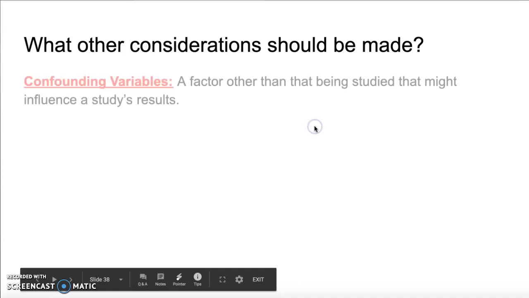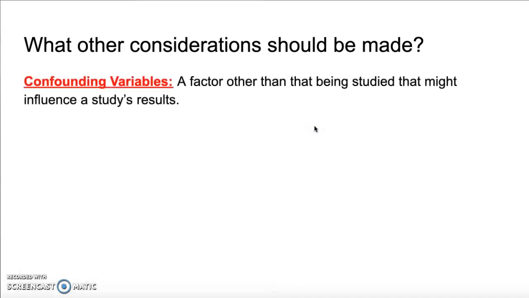And on that note, some other considerations that need to be made. This is another word from your book, which is confounding variables. So a confounding variable is a factor other than something being studied that might influence the study's results. So a prime example of this might be if I were to test a group of people on memory, and all of the participants in one condition were tested in the morning, all of the participants in another condition were tested in the evening, then I would have that third variable or that confounding variable of time of day that might also impact the study.